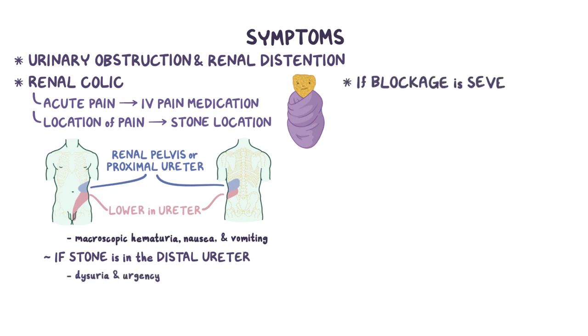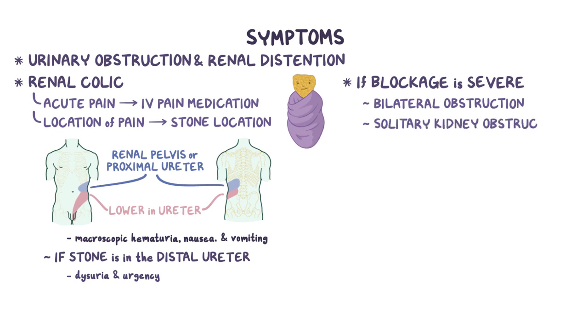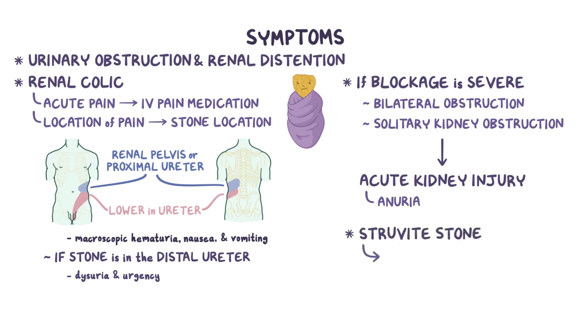If the blockage is severe, like in a bilateral obstruction, when there are stones in both kidneys and they completely obstruct the flow of urine, or when a person has only a single functioning kidney, a solitary kidney, that gets obstructed, it can lead to signs of acute kidney injury, like anuria, which is when there's less than 100 milliliters of urine per day. A struvite stone can be accompanied by a urinary tract infection, which causes symptoms like fever, frequency, and urgency to urinate.